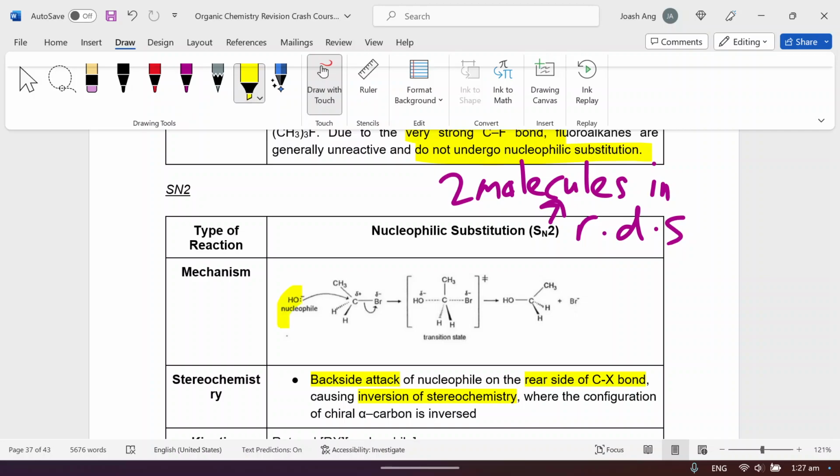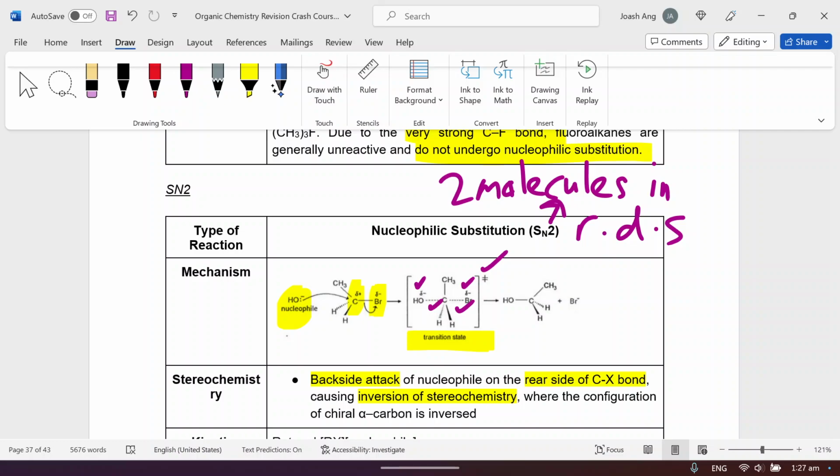So the electron rich species attacks the electron deficient species to push out the Br minus. And take note, usually you have to draw a transition state. So for the transition state, what you need to focus on is the dipoles, this transition state symbol, as well as the bonds forming and breaking using dotted lines. Okay?